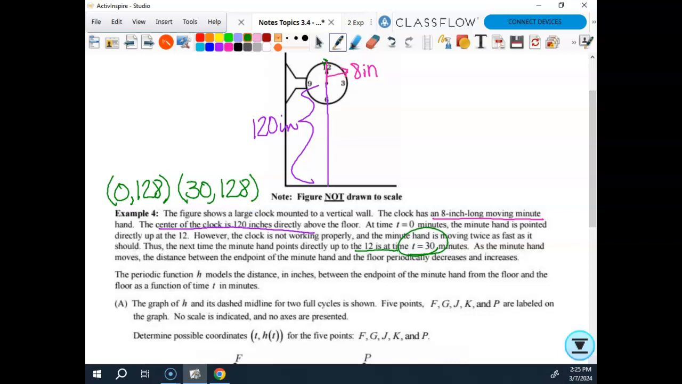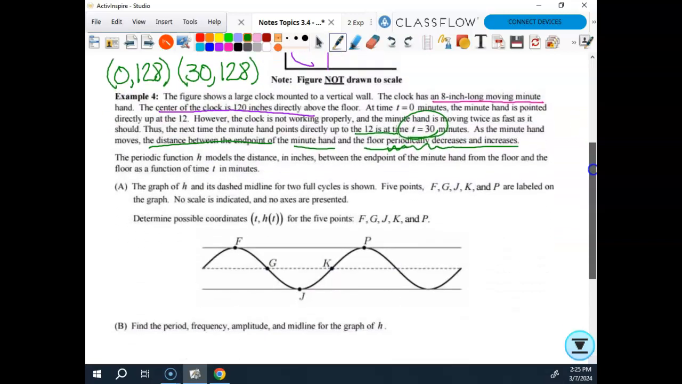Everybody okay with that? That makes sense? Okay. So then it says, as the minute hand moves, the distance between the endpoint of the minute hand and the floor periodically decreases and increases. So remember here, the distance is decreasing, then increasing, then decreasing, then increasing, and it just keeps on going and going and going, right? So let's look at this graph, because this is the same graph.